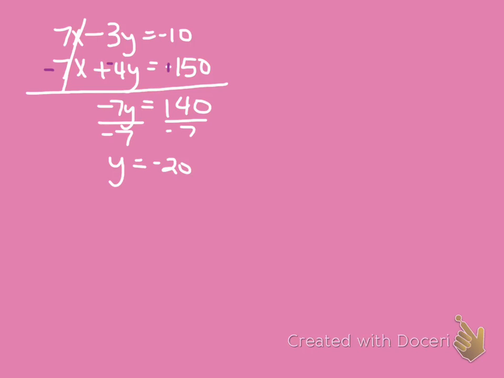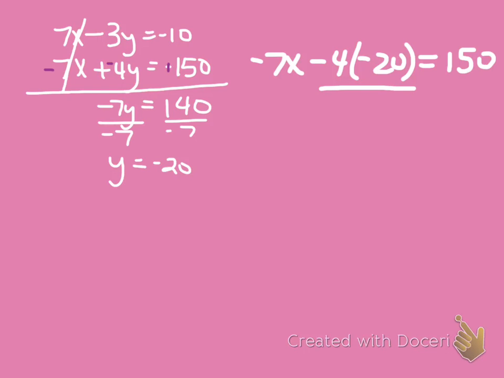And you want to do it without the purple negatives or with the purple negatives? It doesn't matter either way. With the purple negatives. Okay. So we're going to go negative 7x minus 4 times negative 20 equals positive, because you're doing the purple, 150. So then that'll be negative 7x plus 80 equals 150.